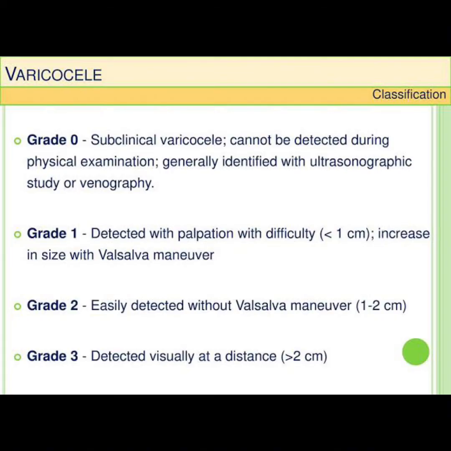Then grade 1 is detected only with the Valsalva maneuver. It means that you can detect this only when the patient performs the Valsalva maneuver, but you cannot detect it on physical examination without the Valsalva maneuver. Grade 2 is easily detected even without the Valsalva maneuver on physical palpation, and grade 3 is detected visually at a distance of more than 2 centimeters. You can visually see the varicocele like a bag of worms.